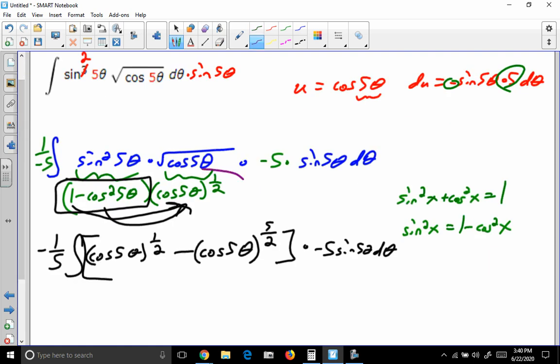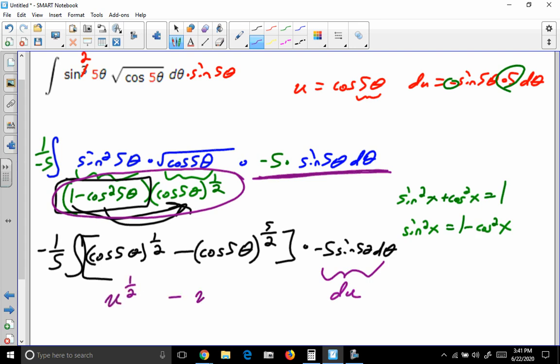So we multiply that together. We didn't put that on the inside of that because this is going to be du for both of them. That's our du. Cosine 5 theta, so this is u to the 1/2. This is u to the 5/2. And then that's du.